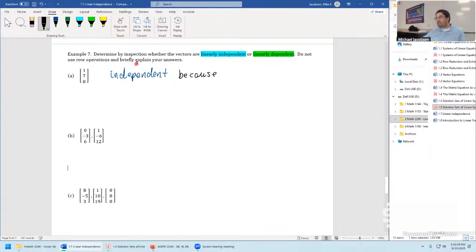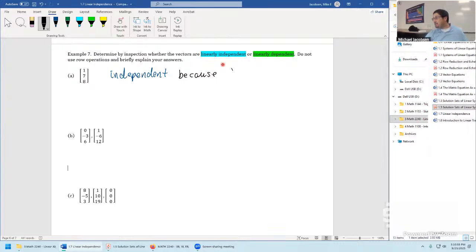It said briefly explain your answer. That means, again, you don't have to do row reduction. You just need to say something quick. Anyone know the punchline on why independent? Exactly, yeah. If you set x times this vector equal to the zero vector, you have to force your scalar to be zero on this one. There's no way to get around it.